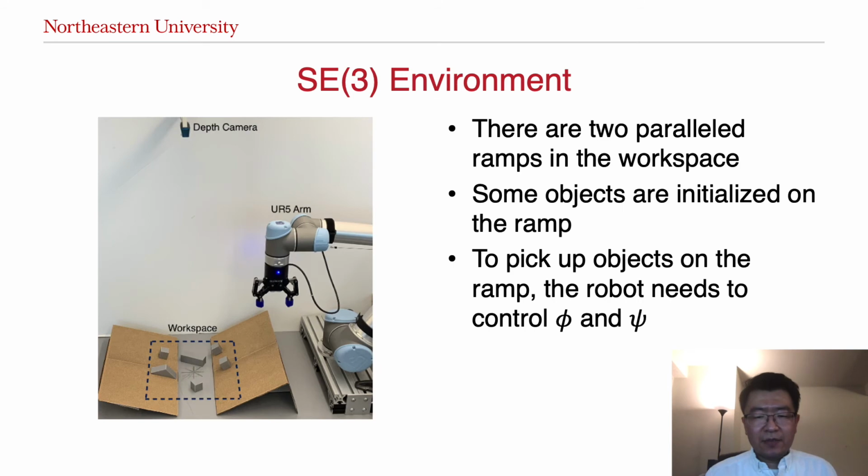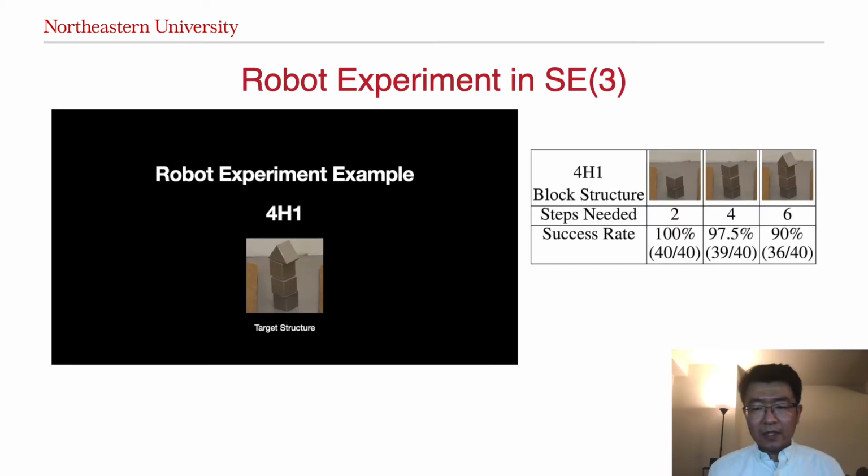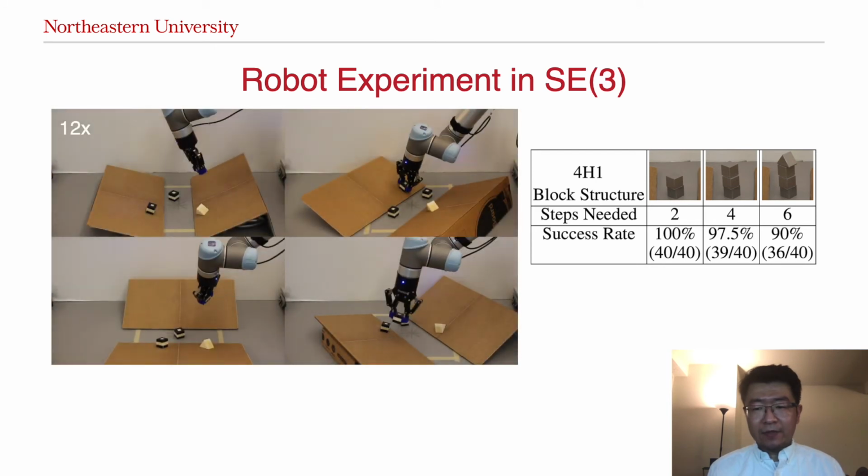In the SE3 experiment, in order to let the agent actively control phi and psi, we place 2 ramps in the workspace. Some objects are initialized on the ramp, and to offset the angle brought by the ramp, the robot needs to control the 2 outward plane orientations. The video shows some demo runs when we apply the trained model on a real robot, and the table on the right shows the experimental result.